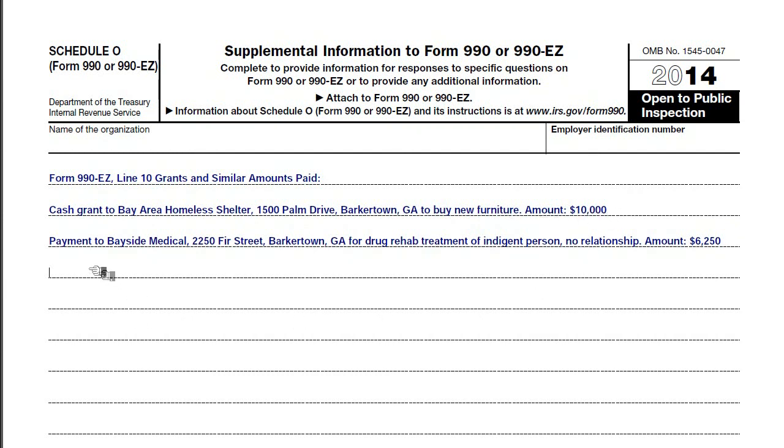The next one I listed was a payment to Bayside Medical. I list the address, and it's for drug rehabilitation treatment of an indigent person. No relationship. In other words, the indigent person is not related to anyone in the organization or to a contributor, and the amount was $6,250. There's no specific format that you have to use to put it on here. This is just an example of what would be acceptable.